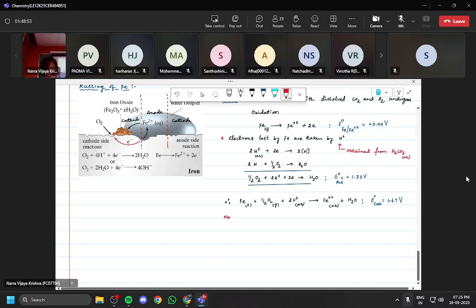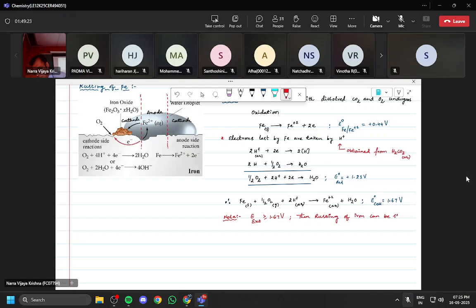If E external which I have connected in this cell is greater than or equal to 1.67 volts, what happened? Then rusting of iron can be stopped. Acceptable or not? Say something, sir. Yes, sir.